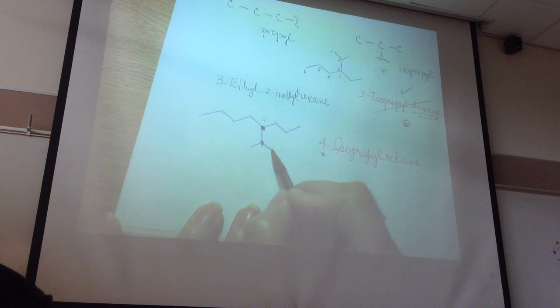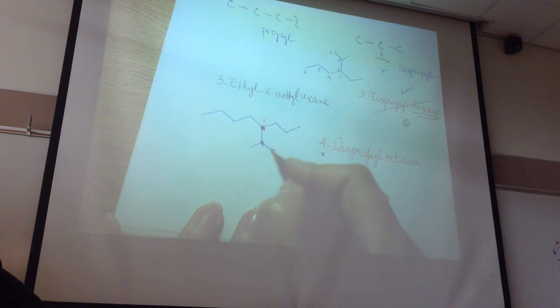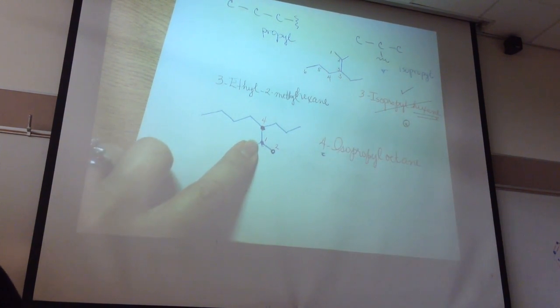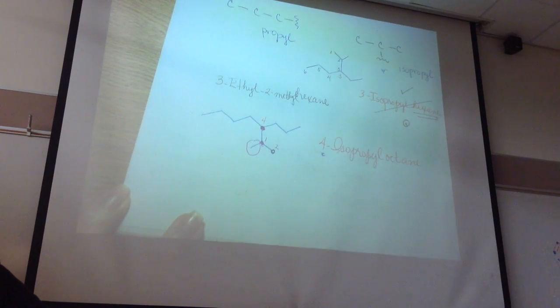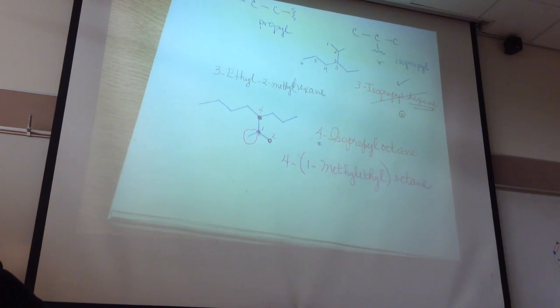Well, sorry, it's 1 and 2. So I'll go this way to the right. If it's 1 and 2, that means that this is 1 and 2. That means that that is an ethyl, right? But now you've taken a hydrogen from an ethyl and you've attached a methyl. So this isopropyl now is going to be called a 1-methylethyl octane. So this guy is methylethyl, that's right.